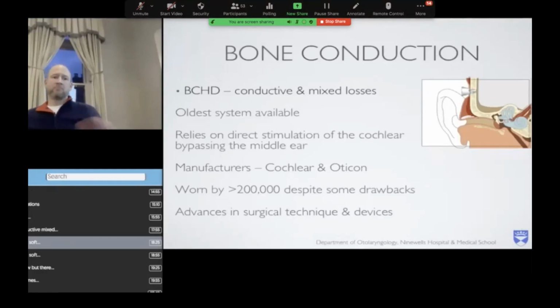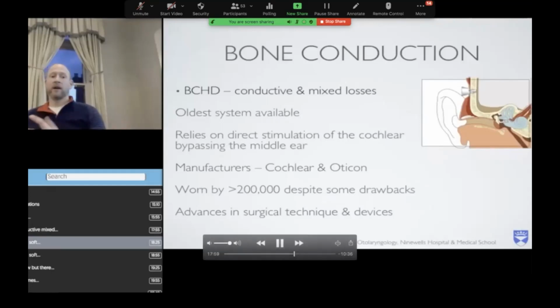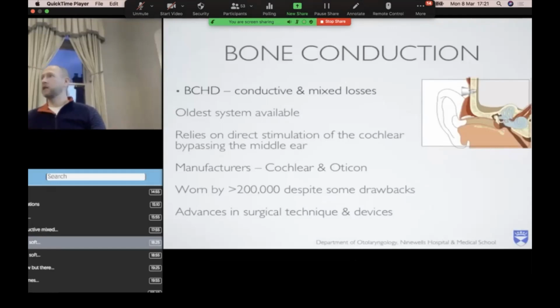Bone conduction broadly is the oldest system available. They are relying on direct stimulation of the cochlea, so via bone conduction straight through here into the cochlea. Two manufacturers, Cochlear and Oticon. Lots and lots of people have them. You can't guarantee anything in life, but you're very likely to see them down there in Birmingham because they started the program really early. They have a lot of people with them.